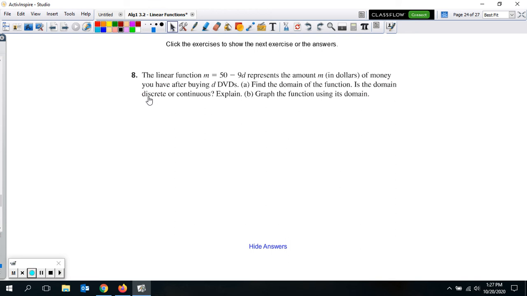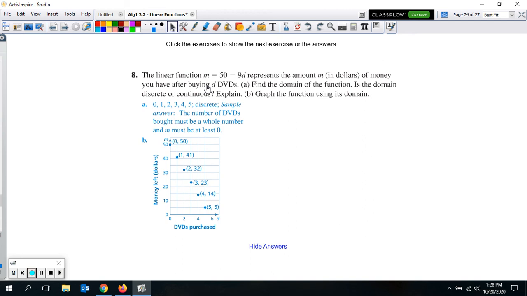A says find the domain of the function, is it discrete or continuous. So the question there about discrete or continuous is, can you buy part of a DVD? And of course you're not going to break a DVD in half to buy it. So that's going to be discrete then. It is discrete, and it's going to be like 0, 1 through 5. It's going to be a discrete function there.